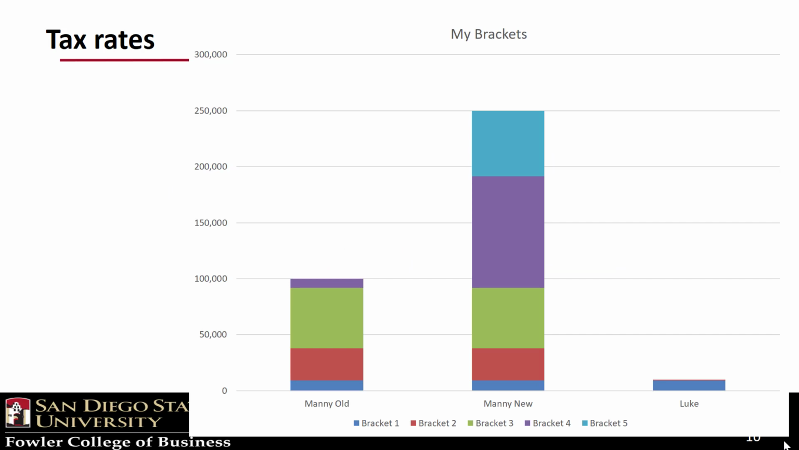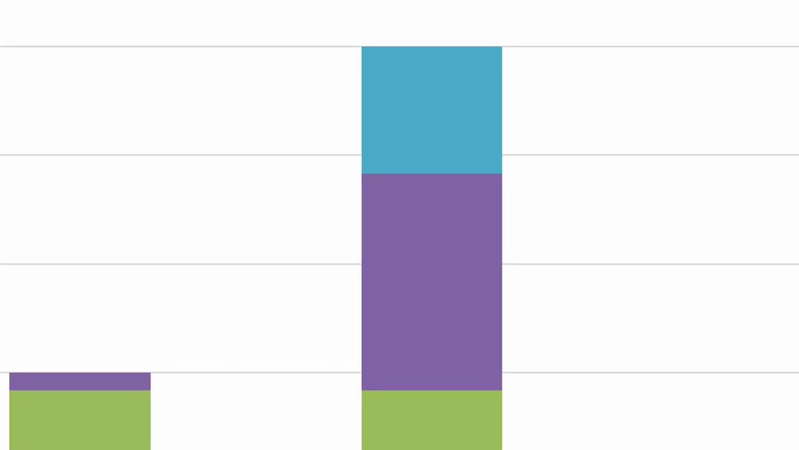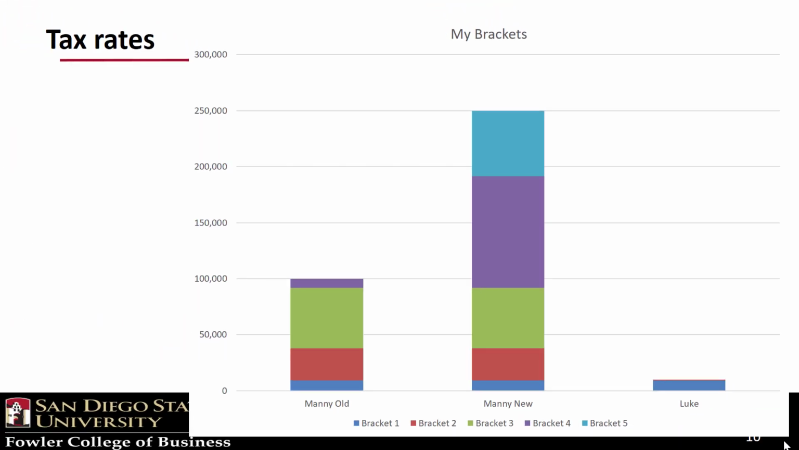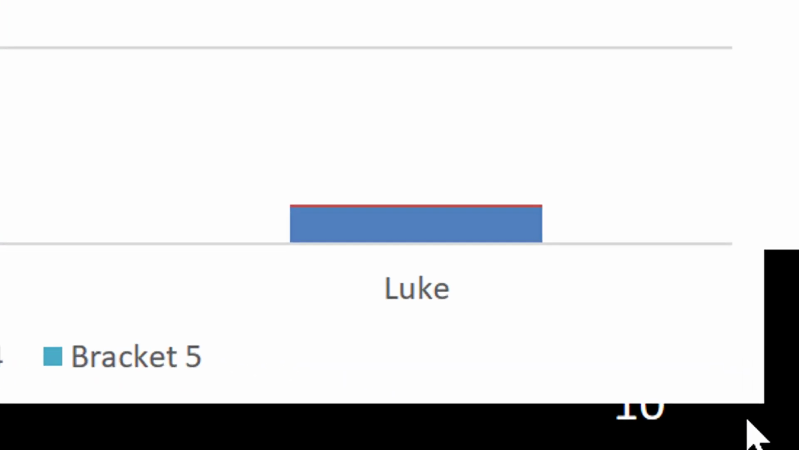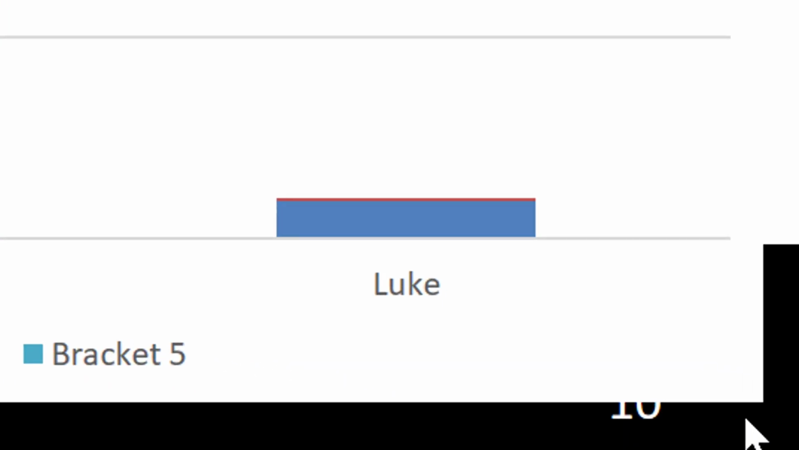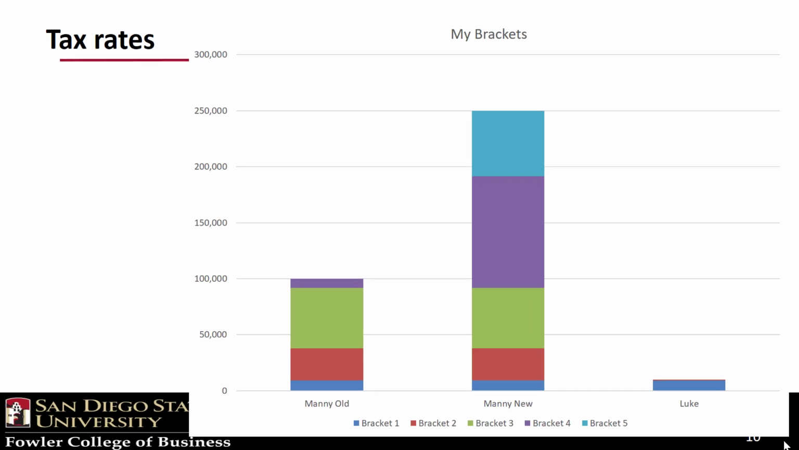This chart shows how Manny old, Manny new, and Luke's income can be segregated into the different tax rates. Note how Manny has a chunk of income in the 28% bracket and also some in the 33% bracket, as denoted by the purple and blue increments. If you look really closely, you'll see that Luke has just a sliver in the 15% bracket.